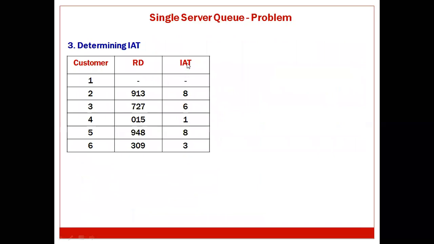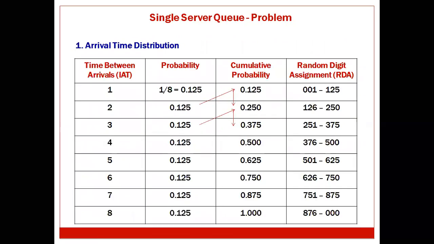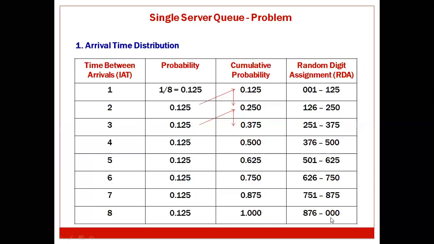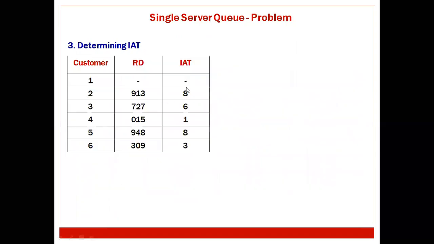Then we will have to find out the IAT. For the first one, there is no random digit, so it is 0. And then the second one, 913. Let us find out in the table where we found the arrival time, the first table. So go with the arrival time distribution. The number is 913. We will have to know where 913 lies among these RDA ranges. It comes in the range 876 to 0. The corresponding IAT is 8, right? So we will write 8 here.